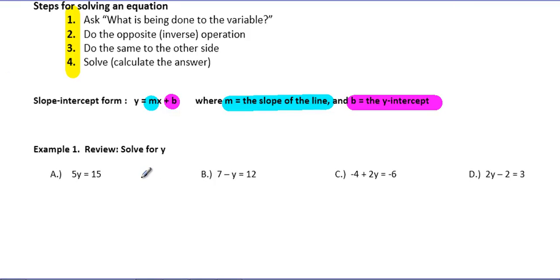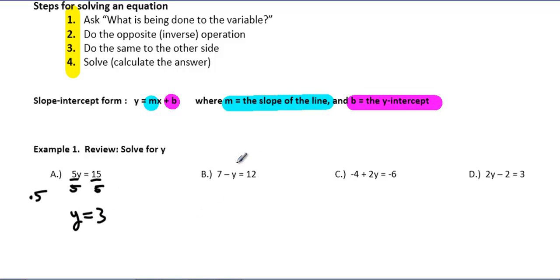All right. Now, looking at example A, my guess is you probably already know the answer. We've been doing this for a while, but I want to make sure we know how to go through the steps again. When I look at this problem, I say, okay, what is being done to the variable? Well, we are multiplying by 5. So the opposite would be to divide. And whatever I do to one side, I do to the other side, and simplify.